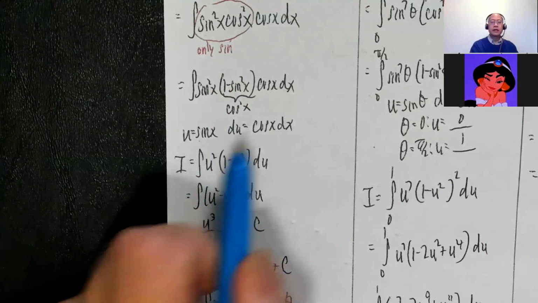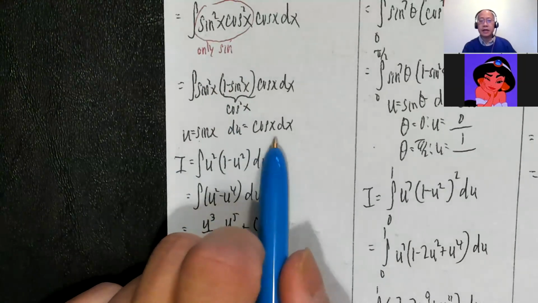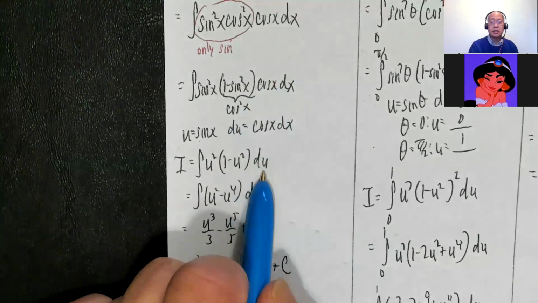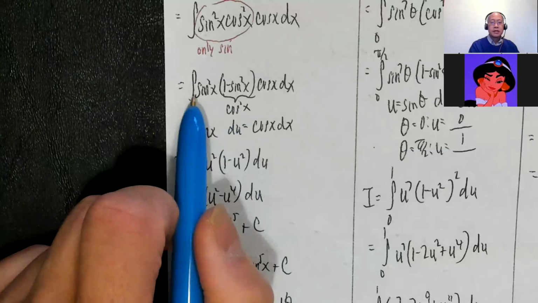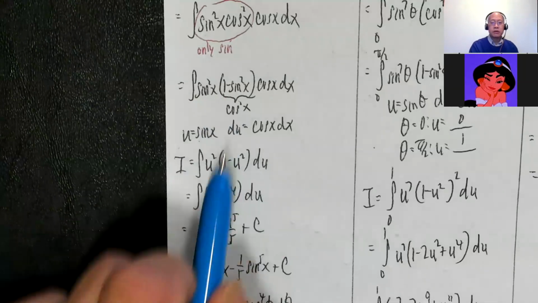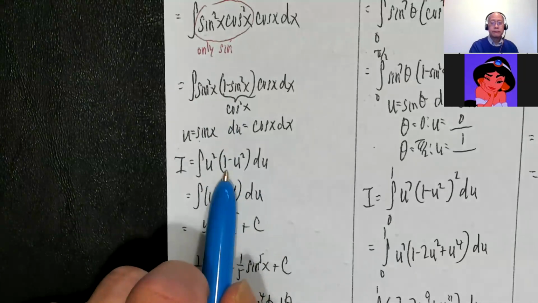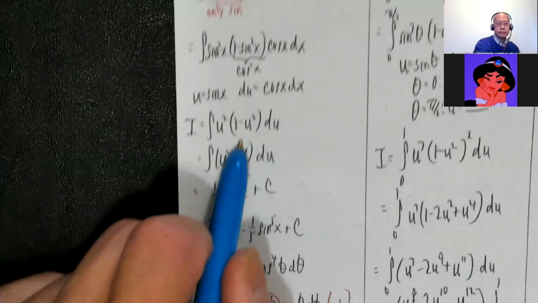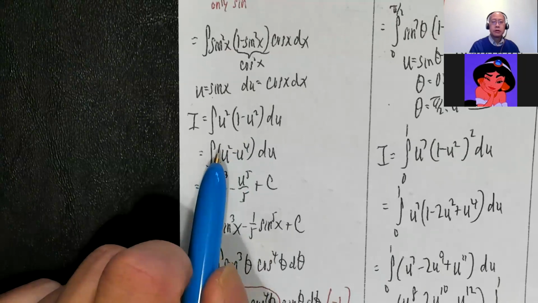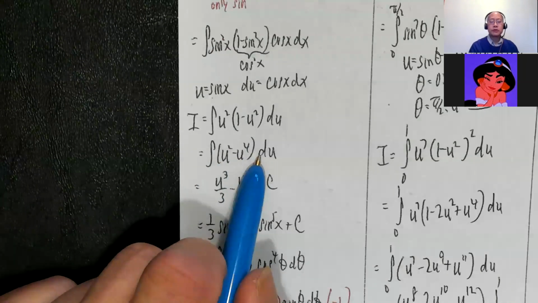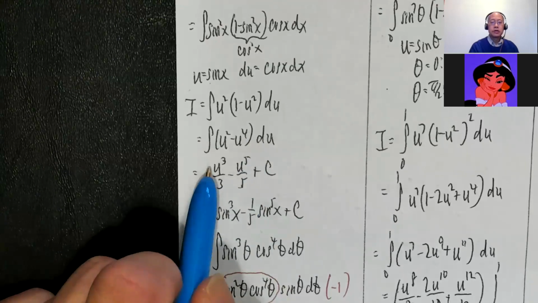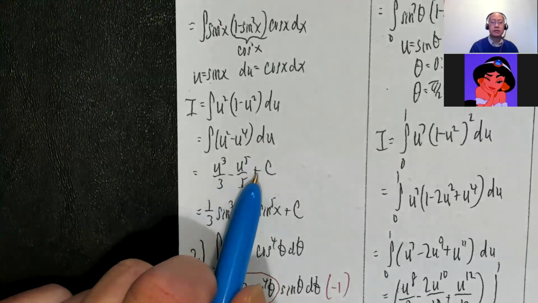right? So u equals sine x, du equals cosine x dx. So now this stuff right here becomes my du. This becomes u squared times one minus u squared. And that's easy to do. So distribute: u squared minus u to the fourth, du. And now the integration is easy. U cubed over three minus u to the fifth over five plus c.